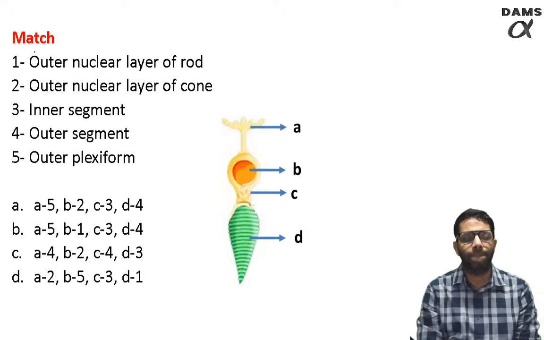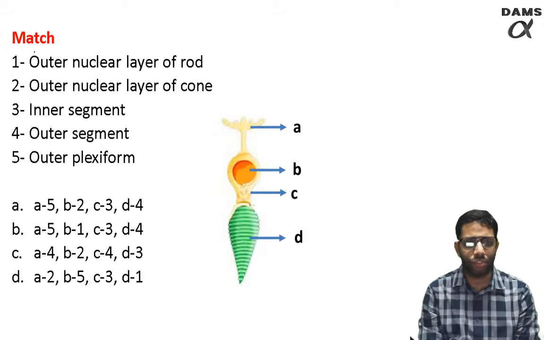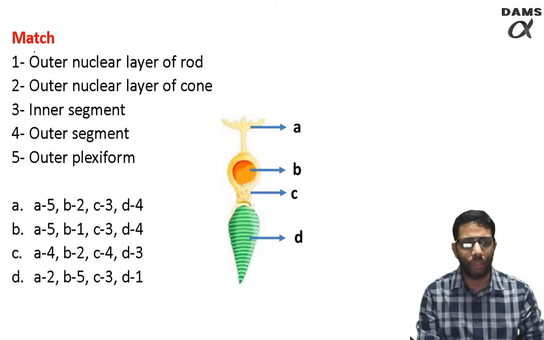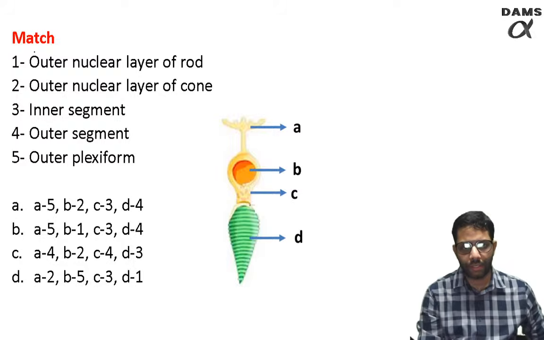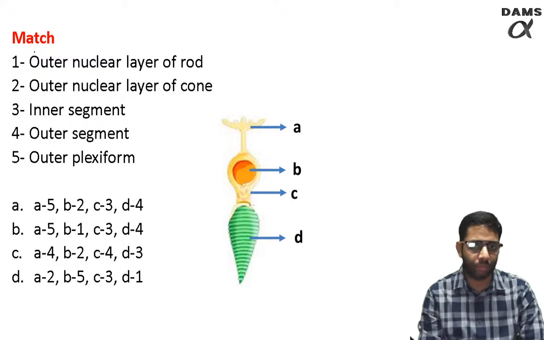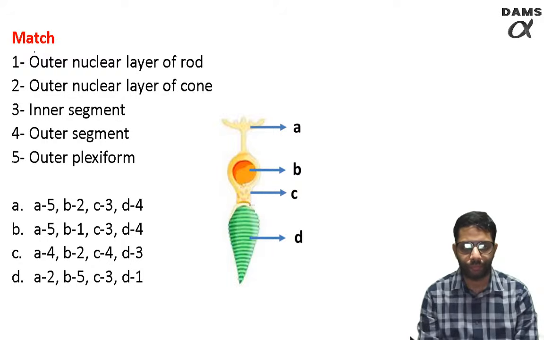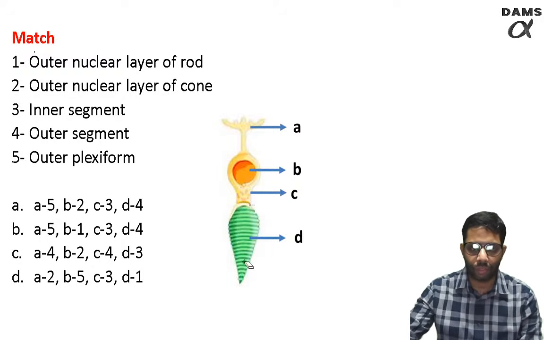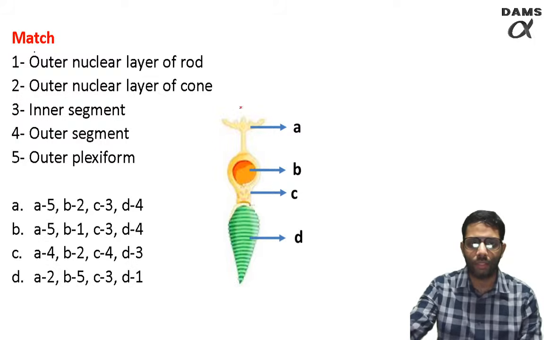Okay, now the second question is to match the image with the options given. Now this, if you can see, is the image of a photoreceptor. Photoreceptor what? Rod or cone? If you see, this is looking like a cone. So this is an animated picture of a cone cell.